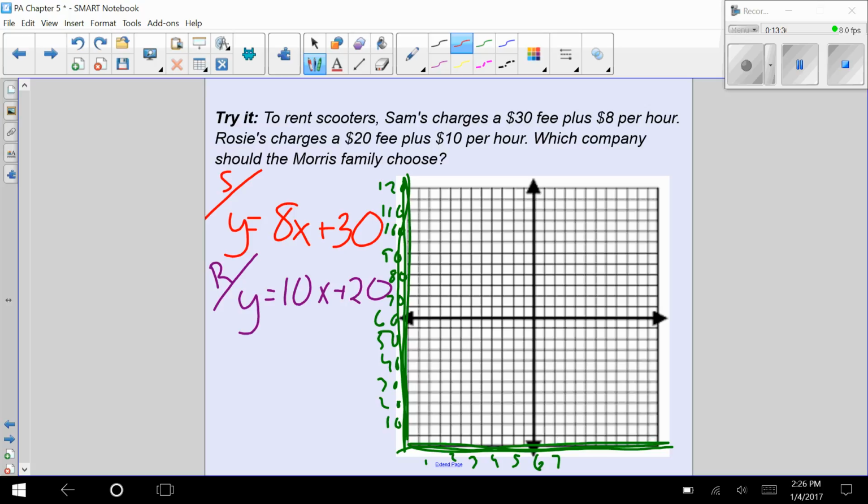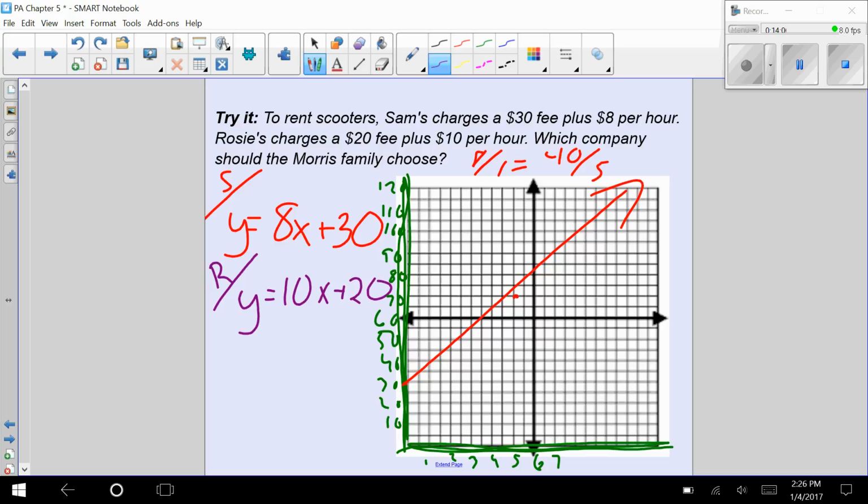So 8x plus 30. I start at 30. Sorry, 8x plus 30. I go up 8 over 1. Well, my graph doesn't look too good for up 8 over 1. So I'm going to make this into multiples of 10. So 8 over 1 is equal to 80 over 10 or 40 over 5. So I can go up 40, 10, 20, 30, 40, and over 5. And I could do that again too, but I'm just going to make the 1 point for now.